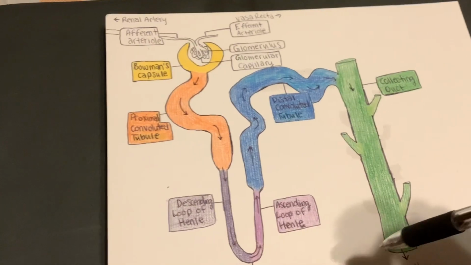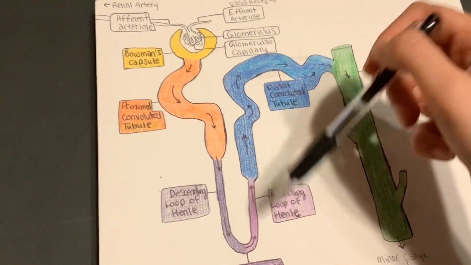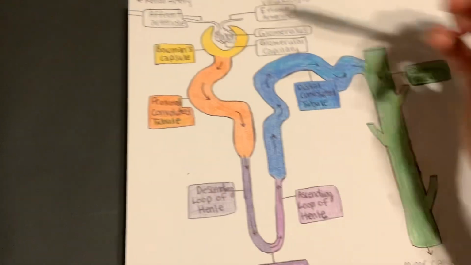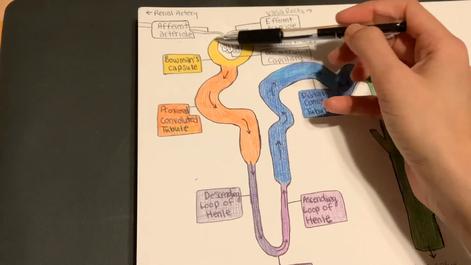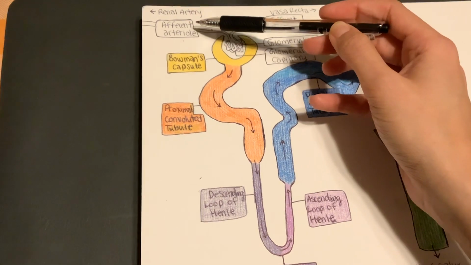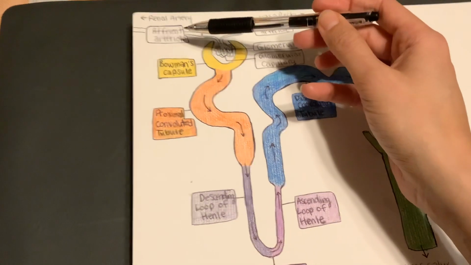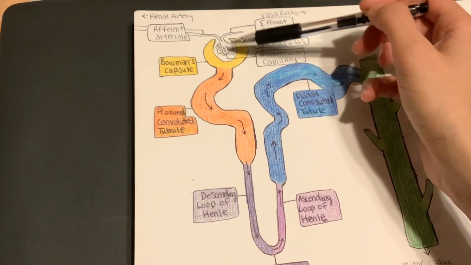So this is a nephron. You can see how it's going to go here, its path, and these are blood capillaries. The afferent arteriole is where it enters, and then it goes to the glomerulus.